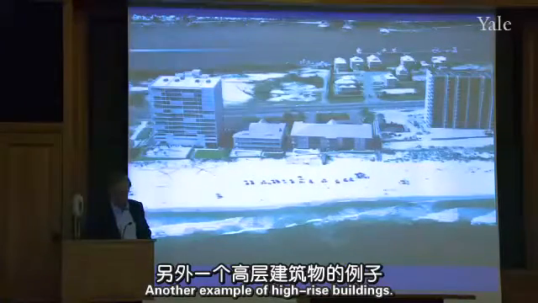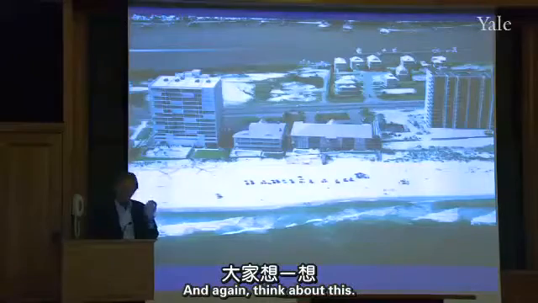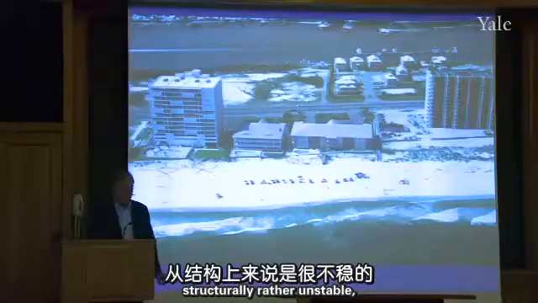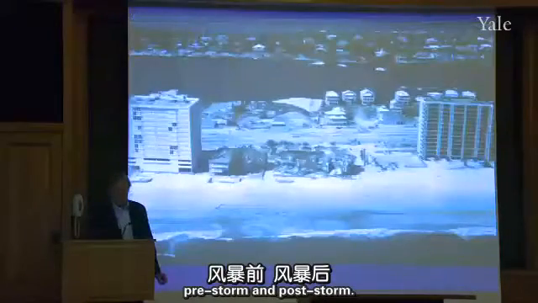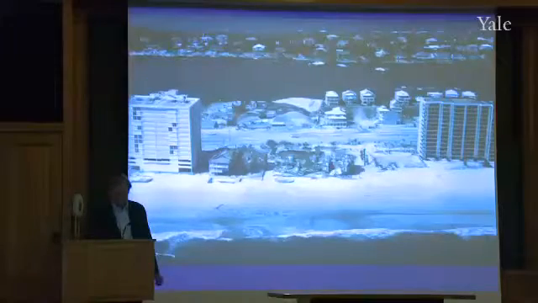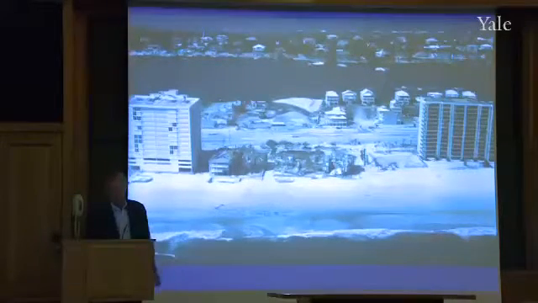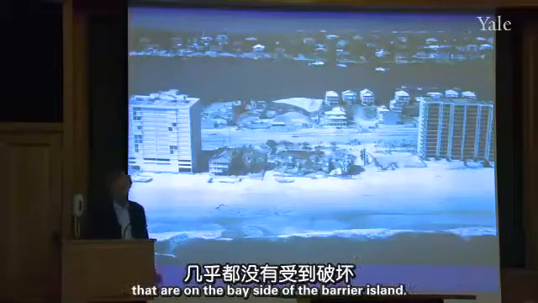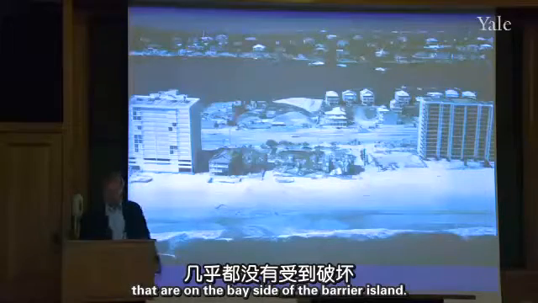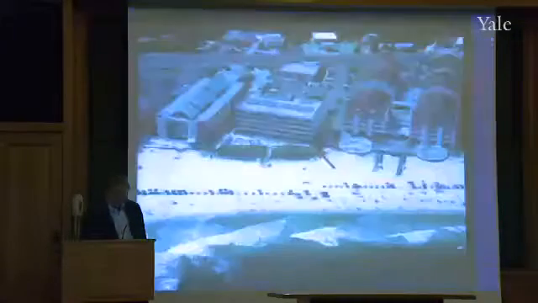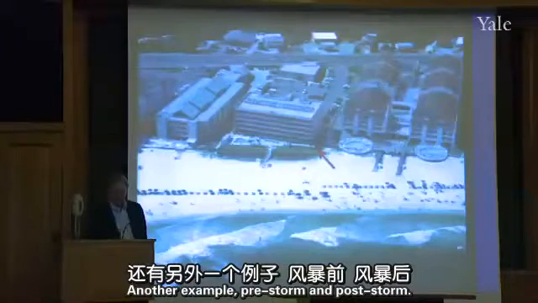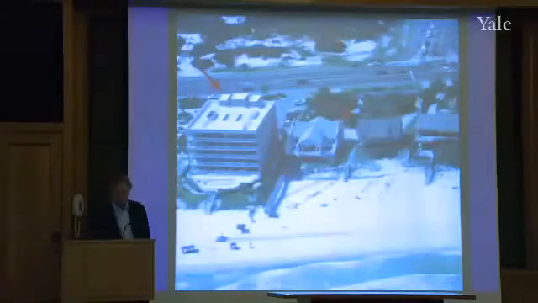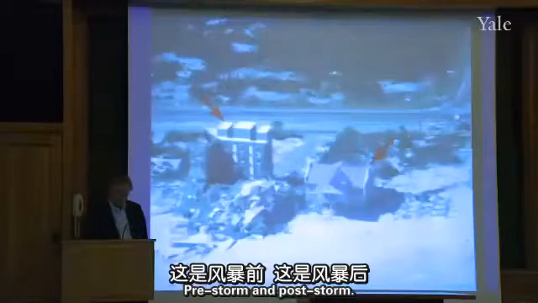Another example of high-rise buildings. Again, think about this. High-rise building sitting on top of a big sand pile, structurally rather unstable, pre-storm and post-storm. And in this case, you can see in the background, there's almost no damage to the properties that are on the bay side of the barrier island. Another example, pre-storm and post-storm. Pre-storm and post-storm.